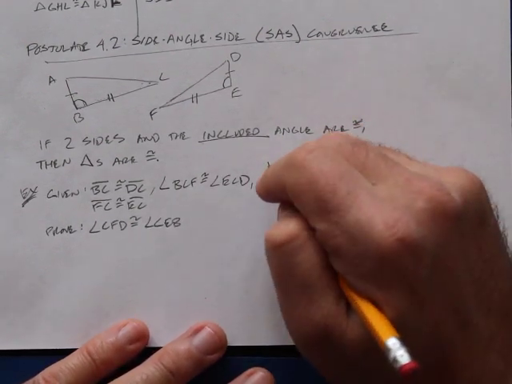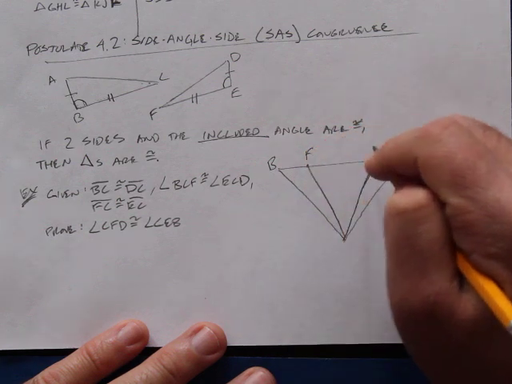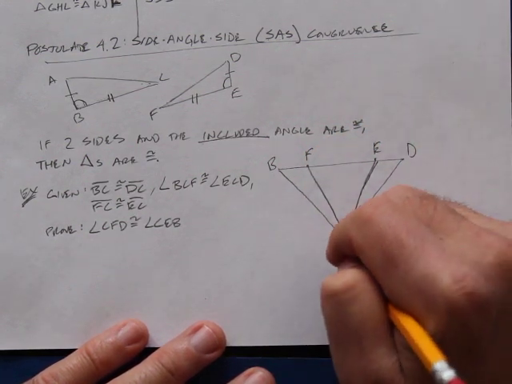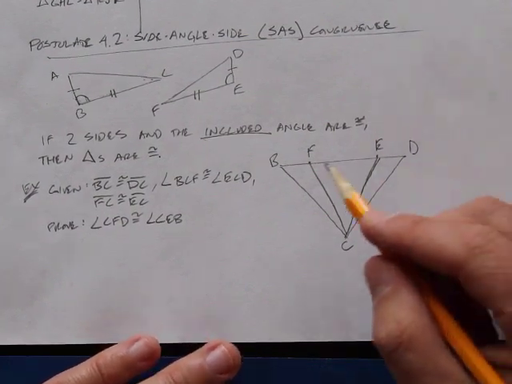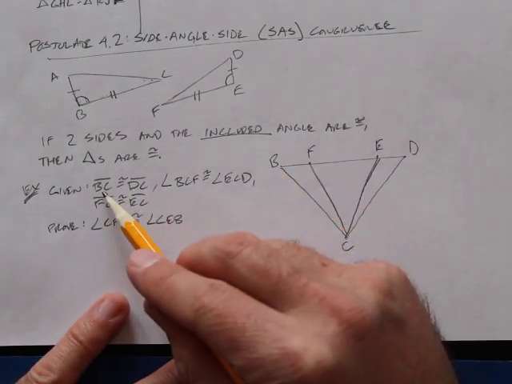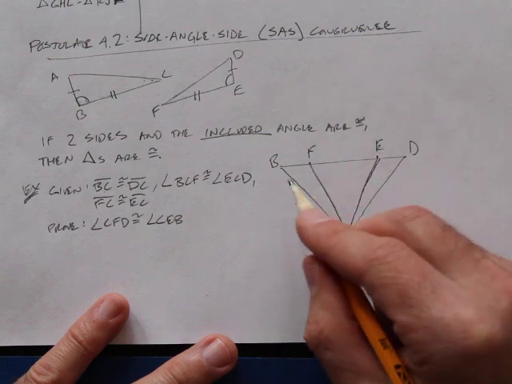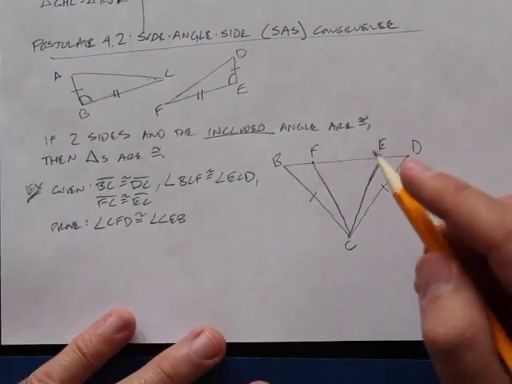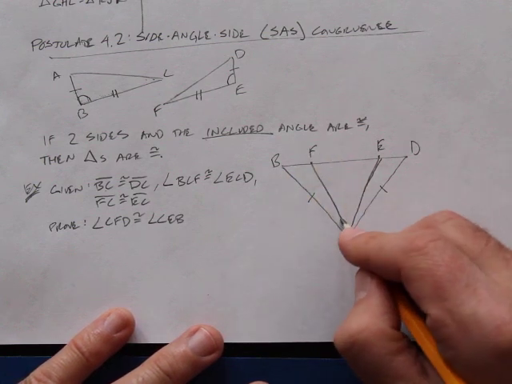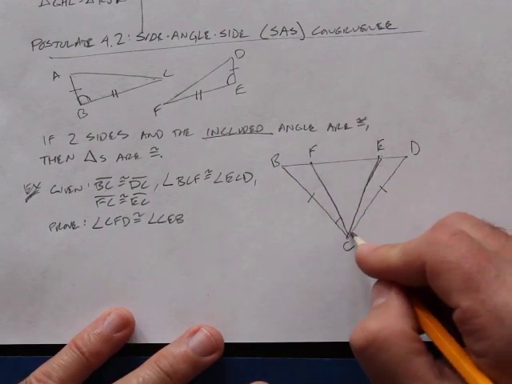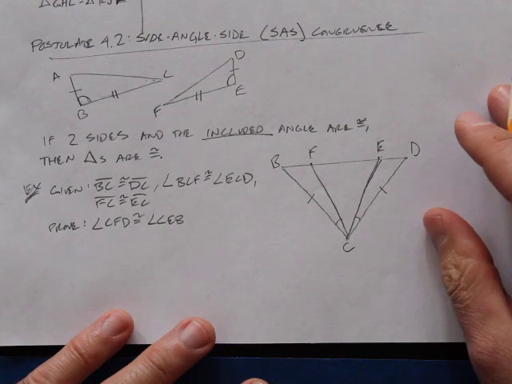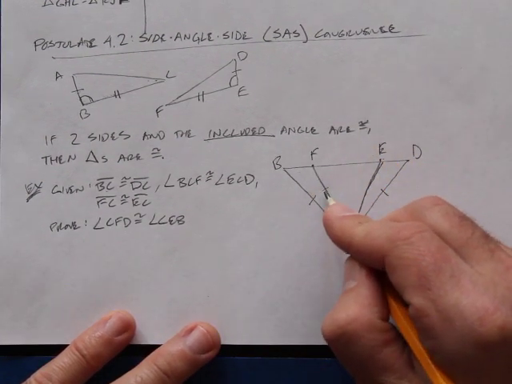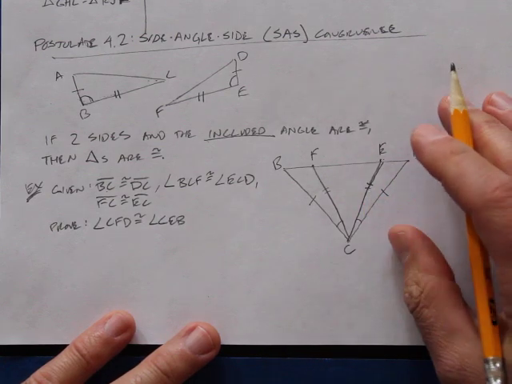All right, so I've got B up here, and then F, and then E, and then D. Down at the bottom I have C. Okay, so segment BC and segment DC are congruent. And then angle BCF is congruent to angle ECD, so those two angles are congruent. And then segment FC and segment EC are congruent.